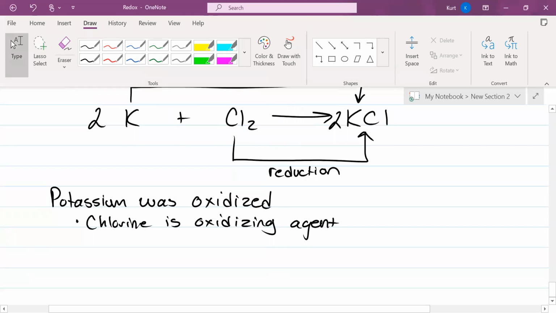Okay? Chlorine was reduced. That means it gained an electron. Who reduced it? Potassium reduced it.